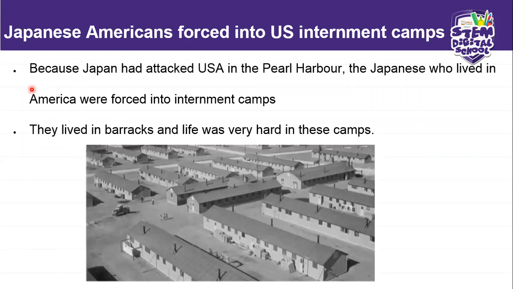Now, because Japan had attacked the USA at Pearl Harbor, what do you think happened to the Japanese who were living in America? They were forced into camps, which were called internment camps. The United States was angry because they had been attacked. They lived in barracks and life was very hard in these camps. You can see this image showing those barracks. So these camps were for the Japanese people in the United States. They were called internment camps.